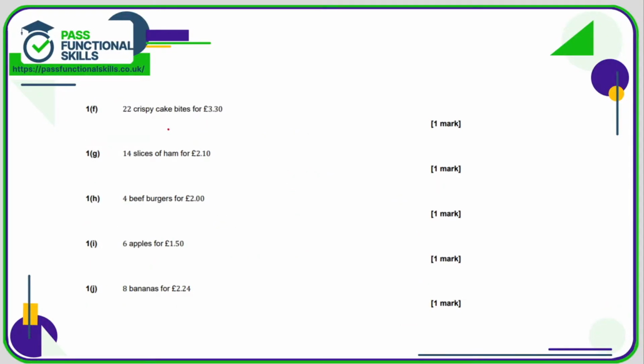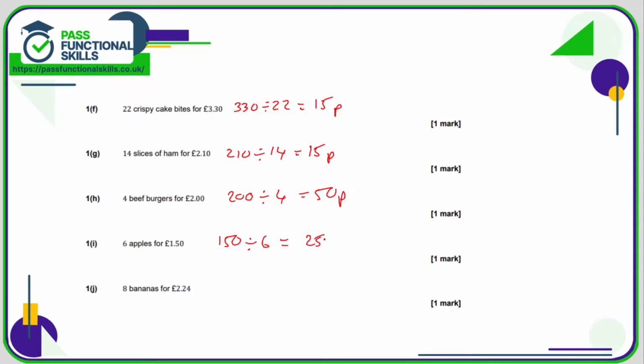22 crispy cake bites cost £3.30, so my calculation is going to be 330 divided by 22, and that comes to 15 pence per crispy cake bite. 210 divided by 14, which works out as 15 pence per slice of ham. If 4 beef burgers cost £2, well, that's 200 divided by 4, that's 50p. 6 apples cost £1.50, so 1 apple is 150 divided by 6, which is 25 pence. And if 8 bananas cost £2.24, then one banana is going to be £2.24 or 224p divided by 8, and that comes to 28 pence.